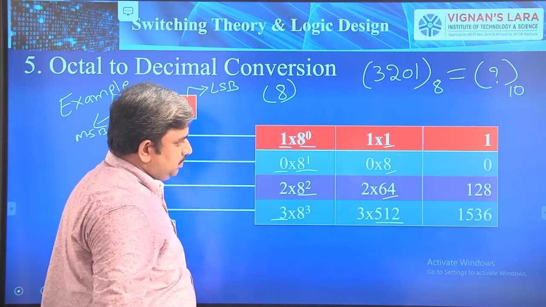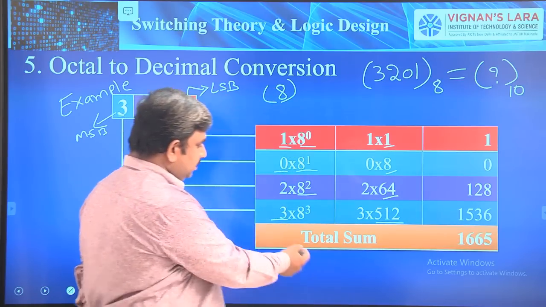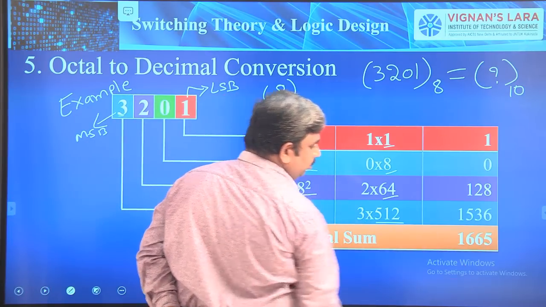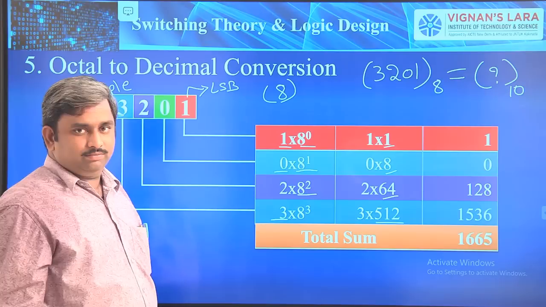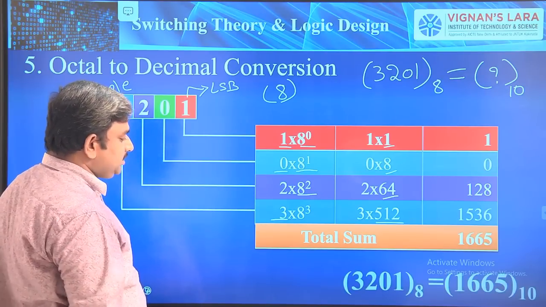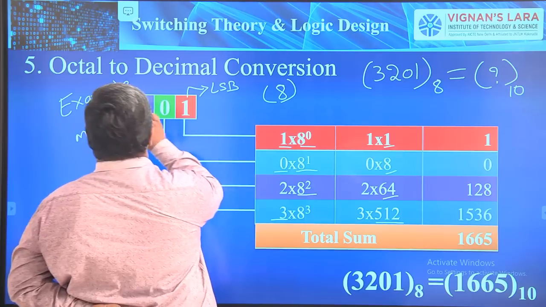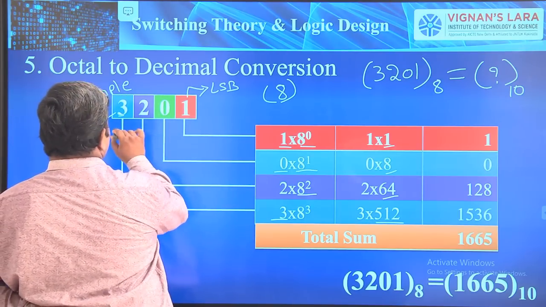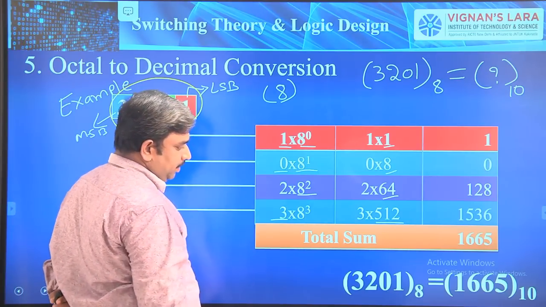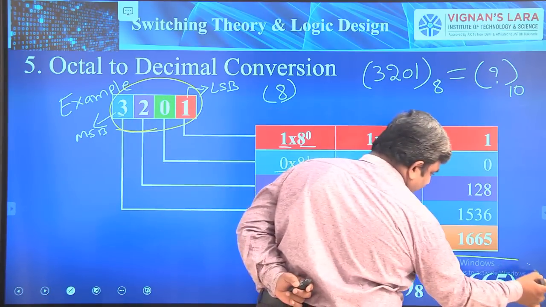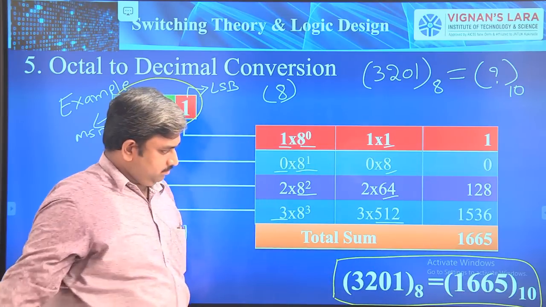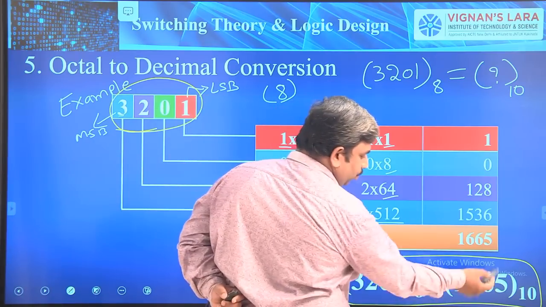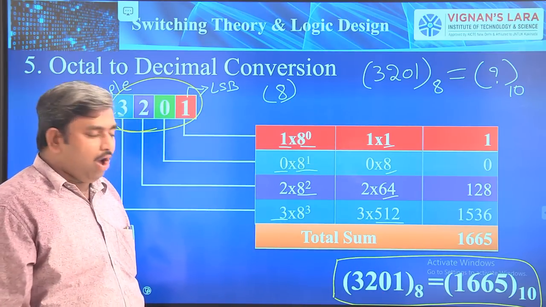Sum all these values and you will get the total sum value. Total sum is equal to 1665. Now the given number is 3201, and this is the final answer. 3201 of base 8 is equal to 1665 of base 10.